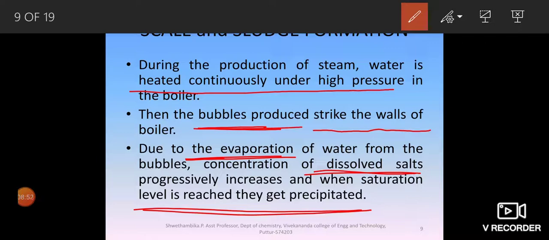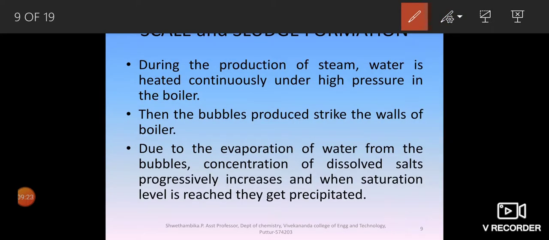So let me summarize here scale and sludge formation. First we will be taking water, we will be boiling, which creates bubbles, and these bubbles are carried to the walls of the boiler where they would be broken, and due to the excess heat present there, the water content also gets evaporated, leaving behind only the salt. When the concentration of the salt exceeds, they will be precipitating as a mass. So this is the generalized cause for the formation of scale and sludge.